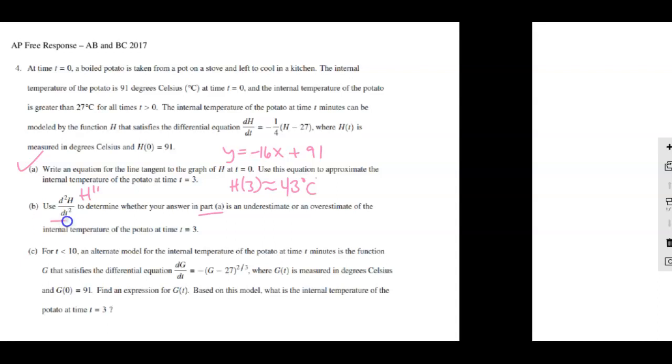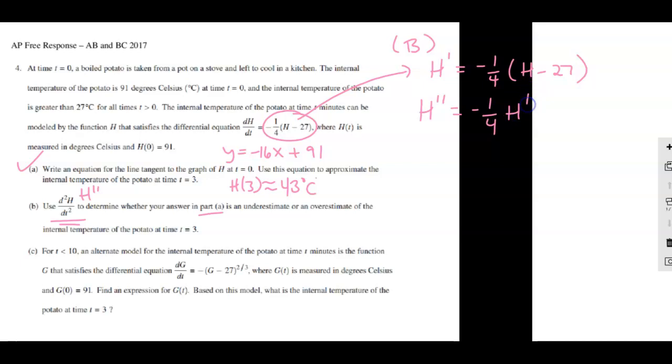Okay, well, if it wants me to use the second derivative, the first thing is I've got to get the second derivative. So let's rewrite it over here. Here's all the work for part B. We were given that h prime was negative 1/4 of h minus 27. If you need to distribute, you can, or if you want to just take a derivative, you can just copy the coefficient. The derivative of h is h prime. The derivative of the 27 is 0. So there we have our second derivative. It's just negative 1/4 h prime.